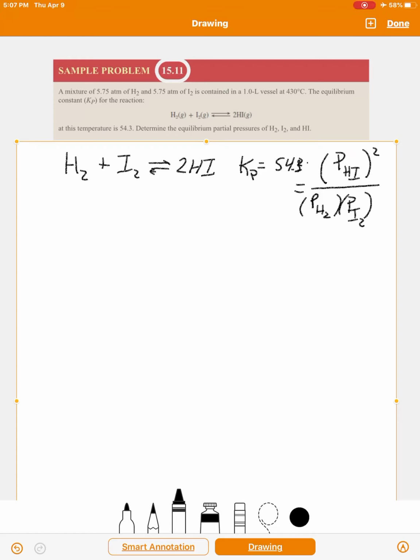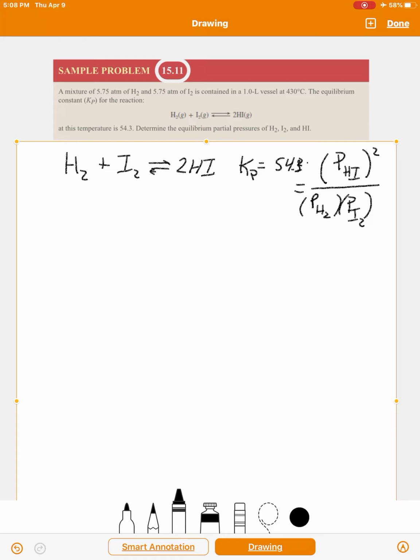Okay, this is sample problem 15.11. A mixture of 5.75 atmospheres of hydrogen, H2, and 5.75 atmospheres of I2, iodine, is contained in a 1 liter vessel at 430 degrees C. The equilibrium constant Kp for the reaction is 54.3. The equation is H2 gas plus I2 gas forms 2HI gas. Determine the equilibrium partial pressures of H2, I2, and HI.